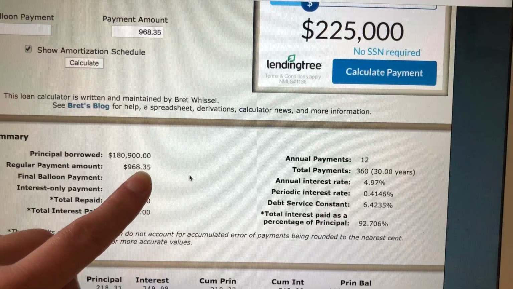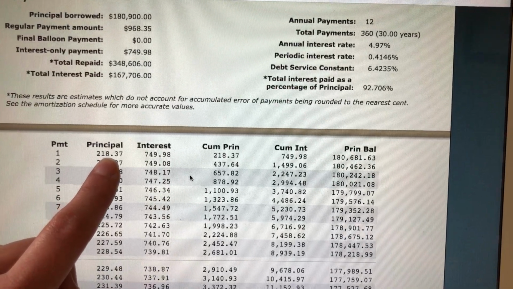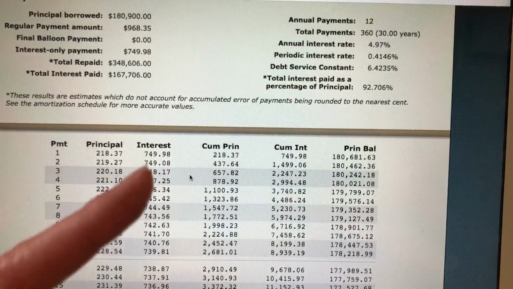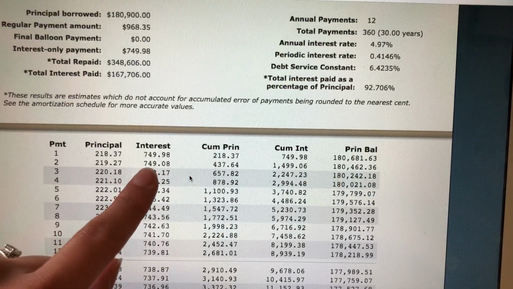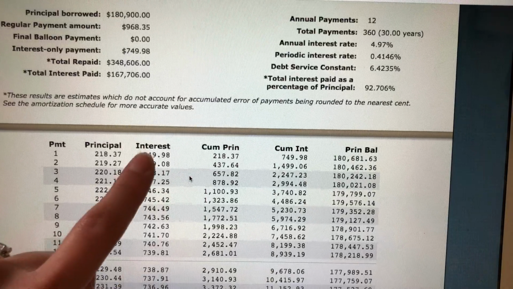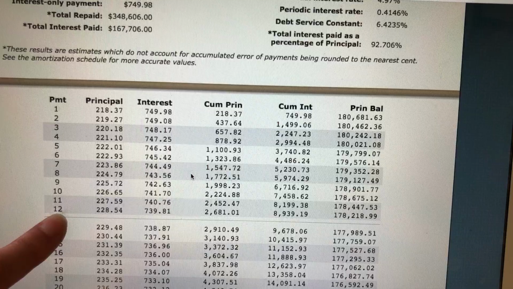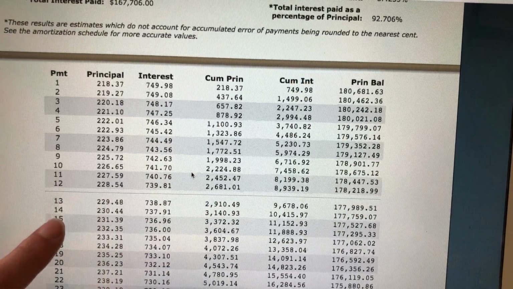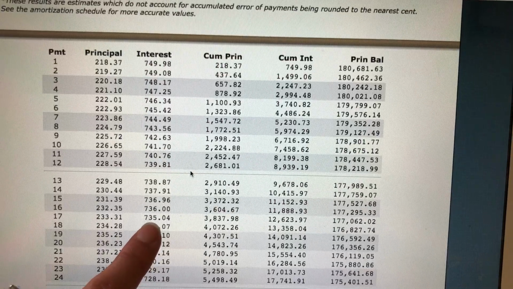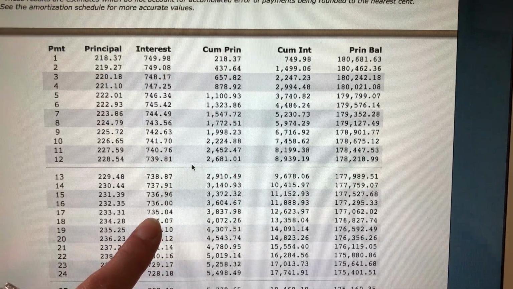$968.35. Out of that $968, the first payment, only $218 is going towards the loan, $750 is going to the bank. The reason the banks do that is they front load the interest. They want to make sure they're getting paid for the loan. So they're going to front load the interest. So for the first while, month 1, 2, 3, 4, 5, that's the end of the first year. Year 2, month 1, 2, 3, whatever, you can see that the amount of the payment that you give them that's going towards interest is way higher. And they do that because the banks want to get paid.